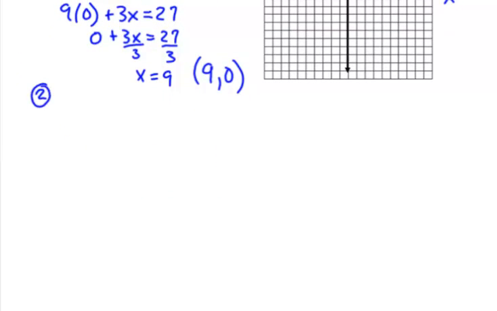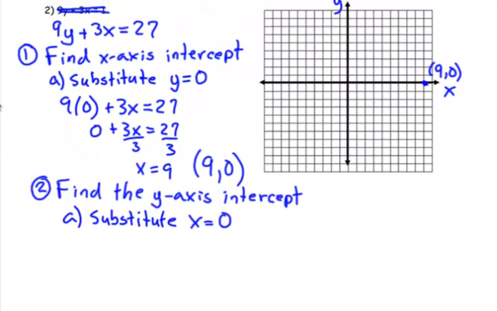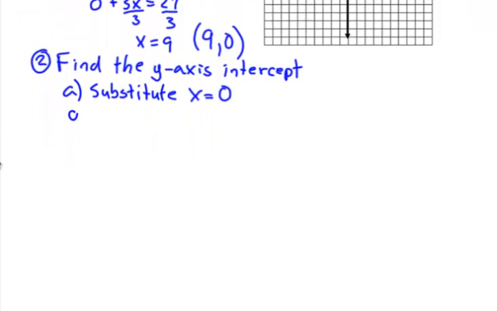So part 2, we want to find the y-axis intercept. And the way that we're going to do that is we're going to substitute 0 in for x. X equals 0. So let me see our equation again here. It was 9y plus 3x equals 27.